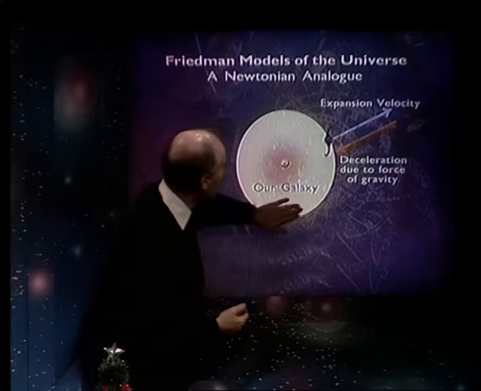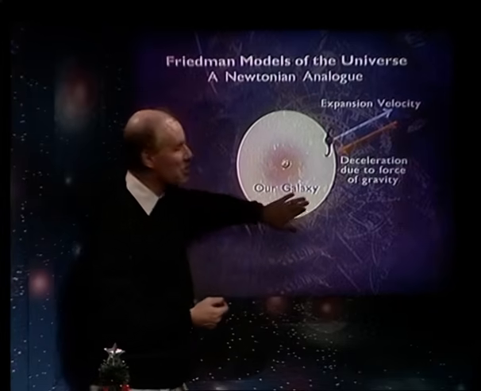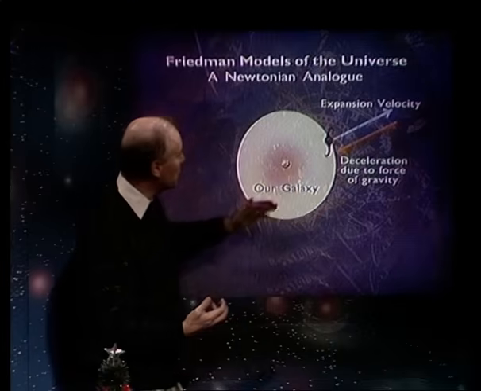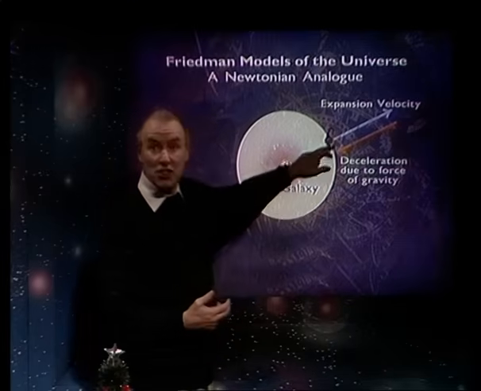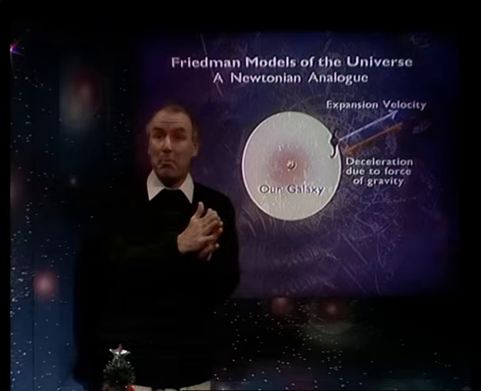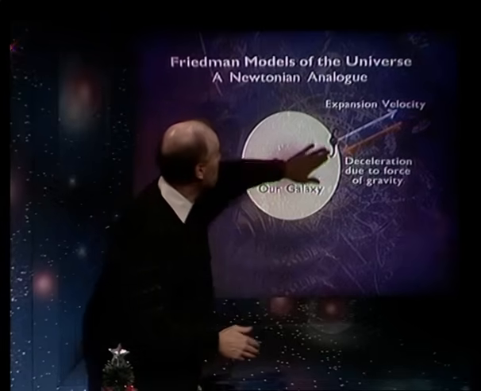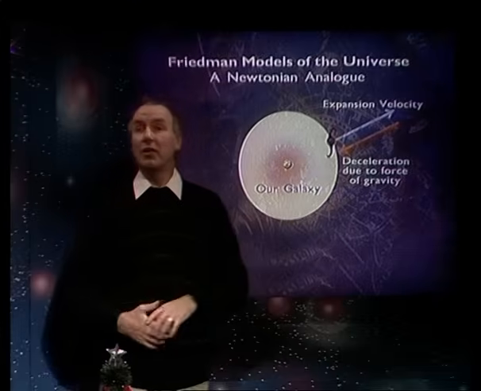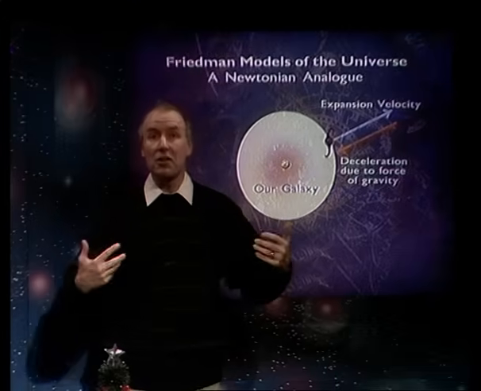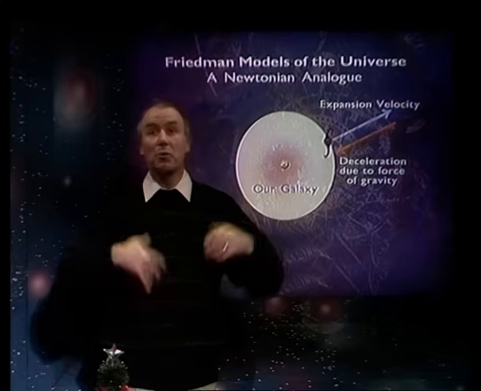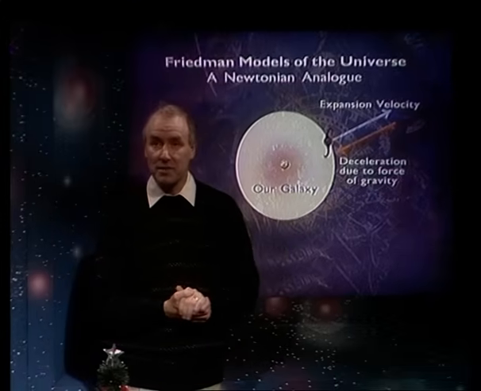Now, you can see intuitively what this must mean. If there's a great deal of mass within this sphere, then there will be sufficient gravity to stop the expansion, and the universe will collapse back again to a dense phase. If there's not a lot of mass in this sphere, then the universe will expand out to infinity, and we will have a never-expanding universe.